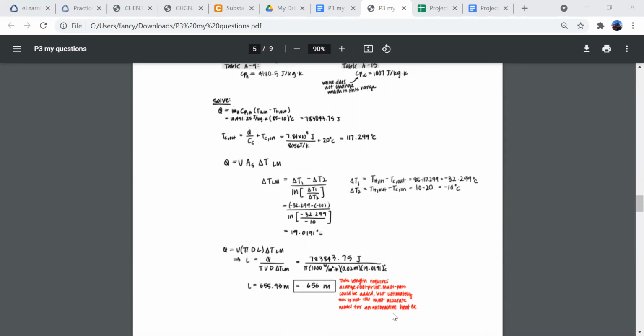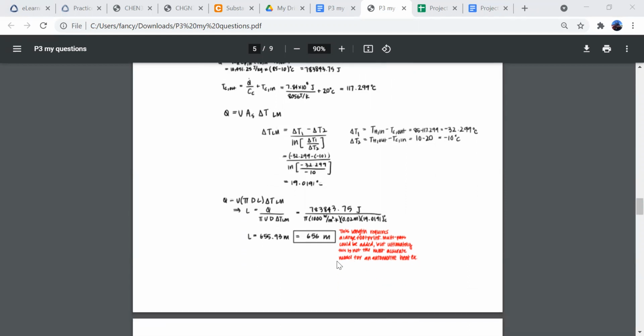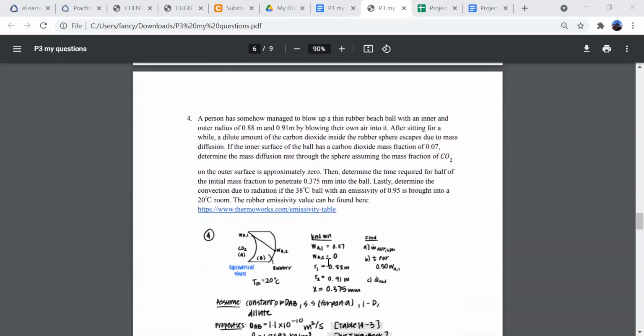And it's pretty long, so this is not ideal because it requires a large footprint, and so multipass could be added, but ultimately this is probably not the most accurate model for an automotive heat exchanger. It might be some other type than I have shown here.